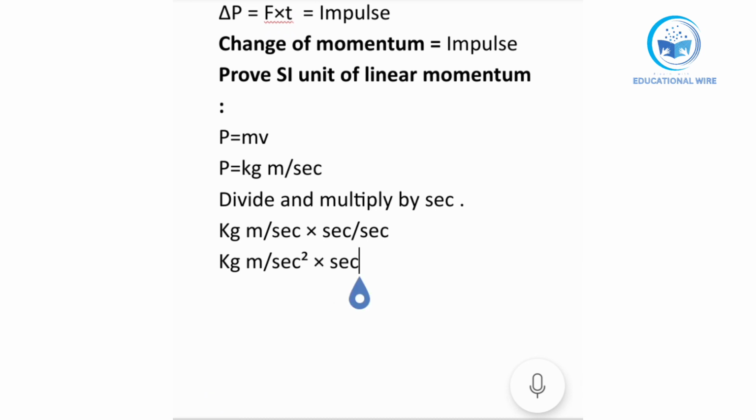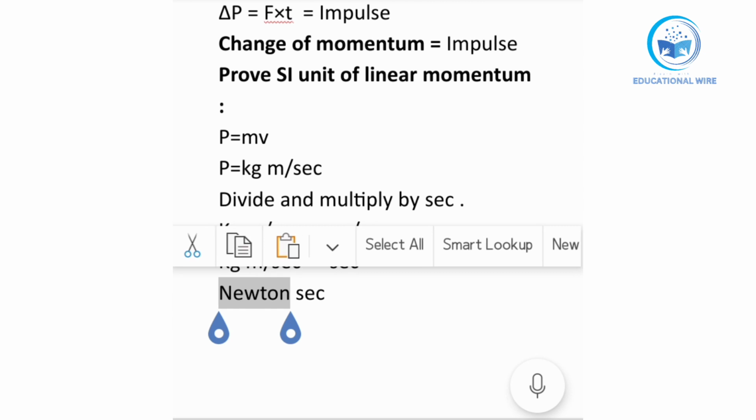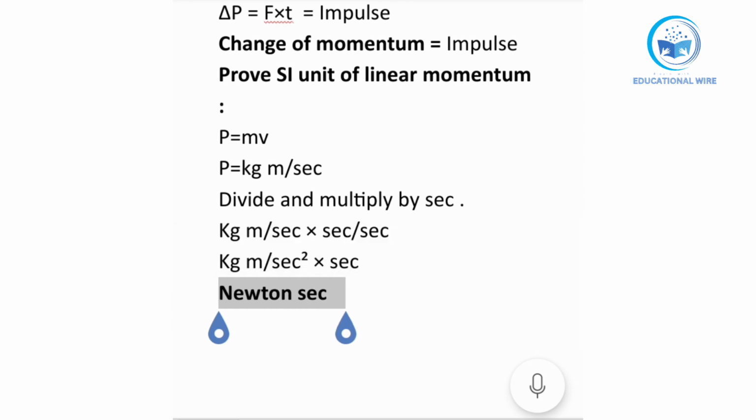So we will write here multiply by second. Now as we know that kilogram meter per second square is equal to Newton, so we will write here Newton. After that second will remain the same, so it means that we have proved that the SI unit of linear momentum is also Newton second. Hope you understand today's lecture. Thank you so much for listening.